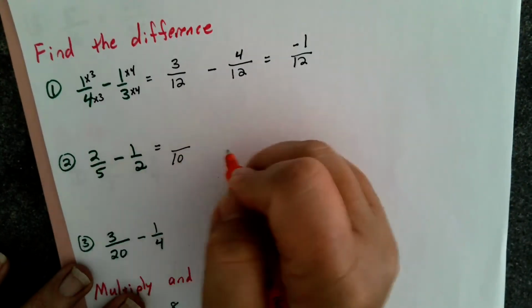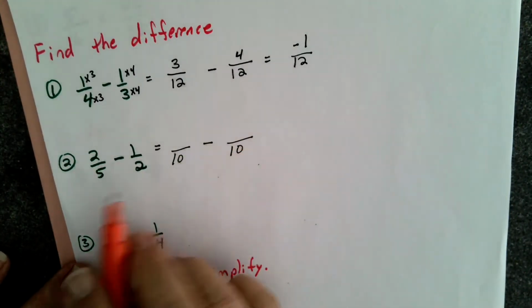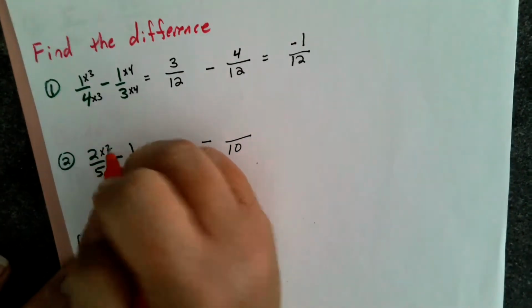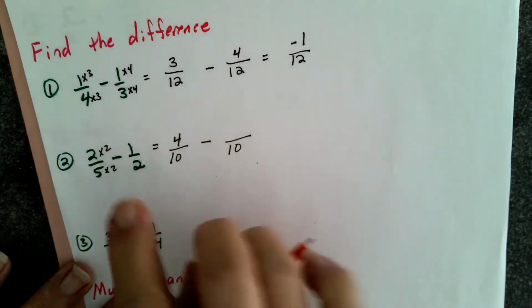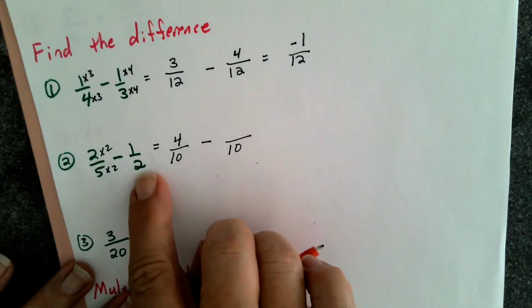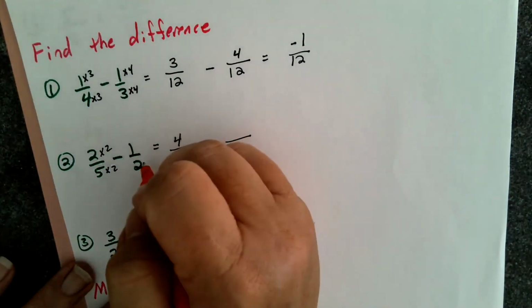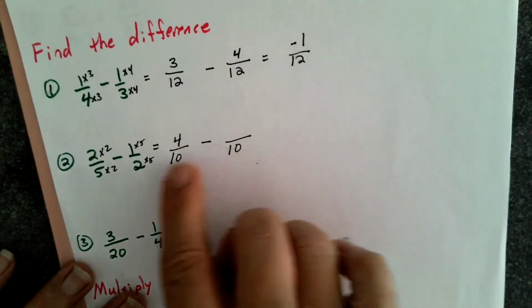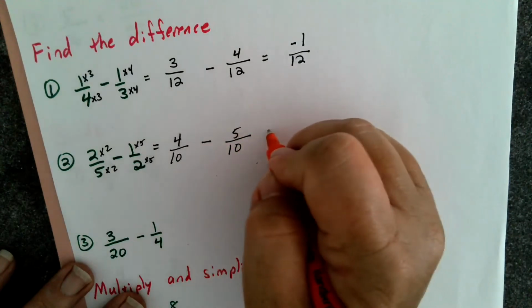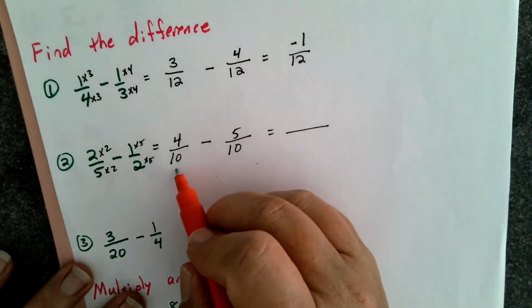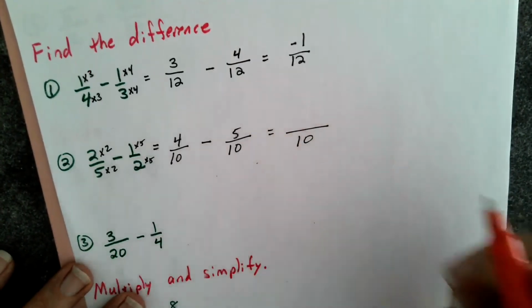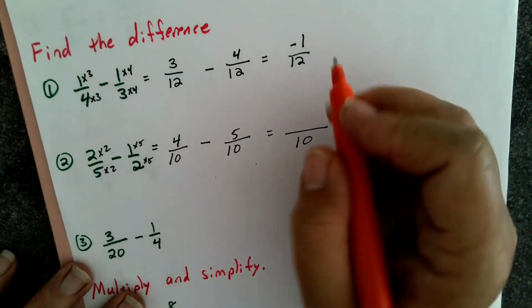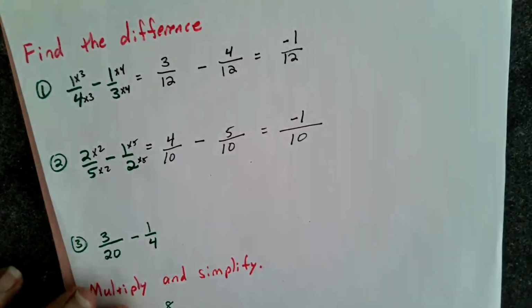So 10 and 10. To get from 5 to 10, I'm going to multiply by 2. So 2 times 2 is 4, so I have 4 tenths. And then to get from 2 to 10, I multiply by 5, times 5, times 5. 2 times 5 is 10, and 1 times 5 is 5. So now that my denominators are the same, I carry the denominator and I subtract the numerators. So 4 take away 5 is again negative 1.